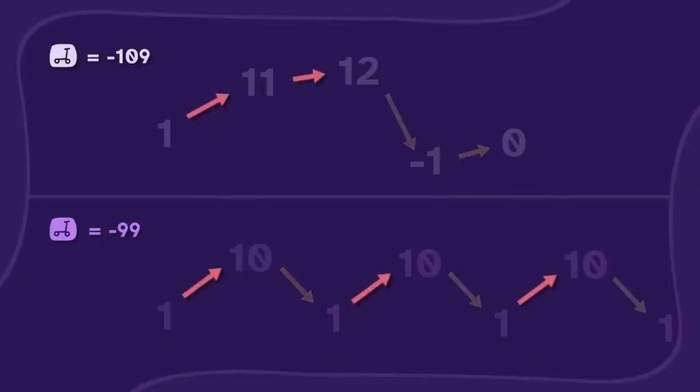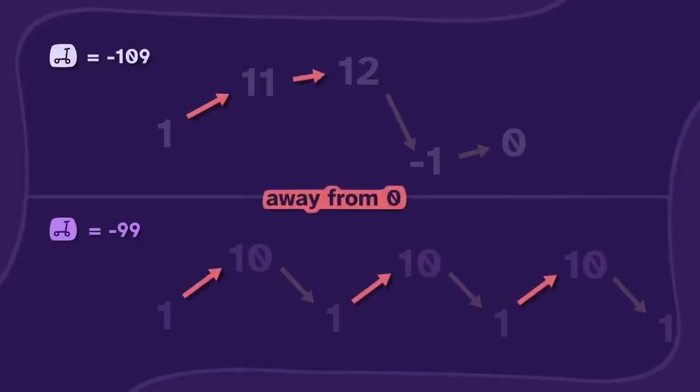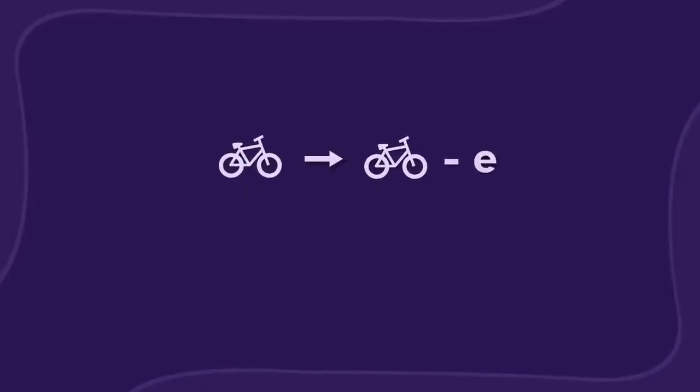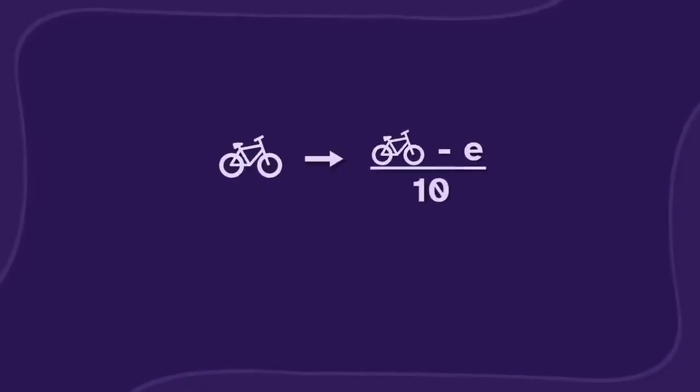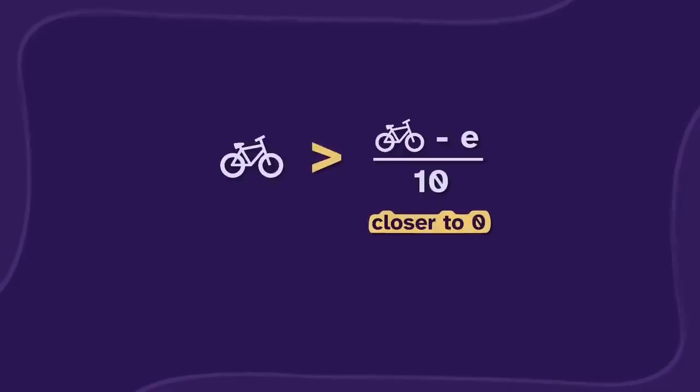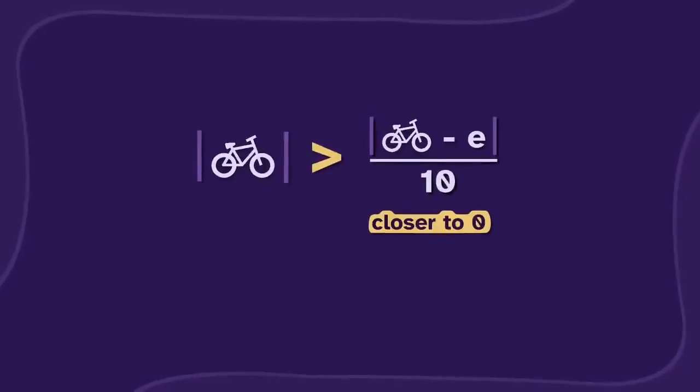But we need to watch out for these steps that move away from 0. They're the ones that can cause an infinite loop. If we have some bicycle, then we go to the next step by subtracting the end digit e and dividing by 10. We'd like the new digit to be closer to 0. It should be smaller. Well, to account for negatives, the absolute value should be smaller.